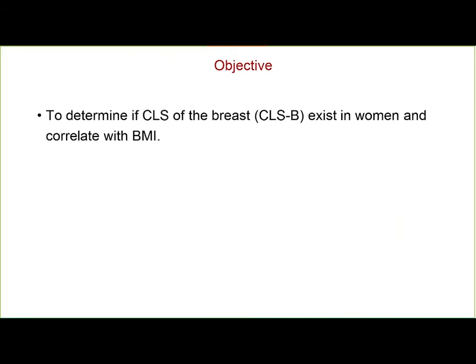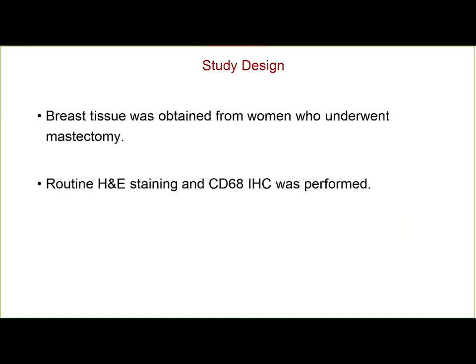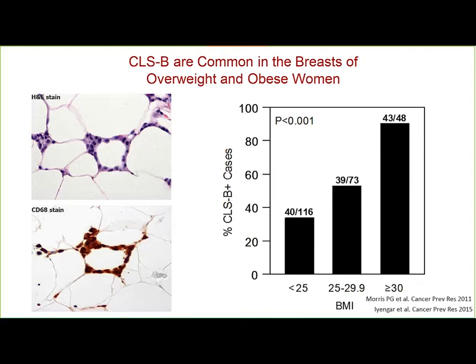So our first objective was to determine if crown-like structures of the breast exist in women, and did they correlate with BMI. To do this, breast tissue was obtained from women who underwent mastectomy. I should point out that we utilized the uninvolved quadrant of the breast in mastectomy specimens, and we performed routine H&E staining and CD68 immunohistochemistry, CD68 being a macrophage marker. And here one sees that crown-like structures of the breast are common in the breasts of overweight and obese women.